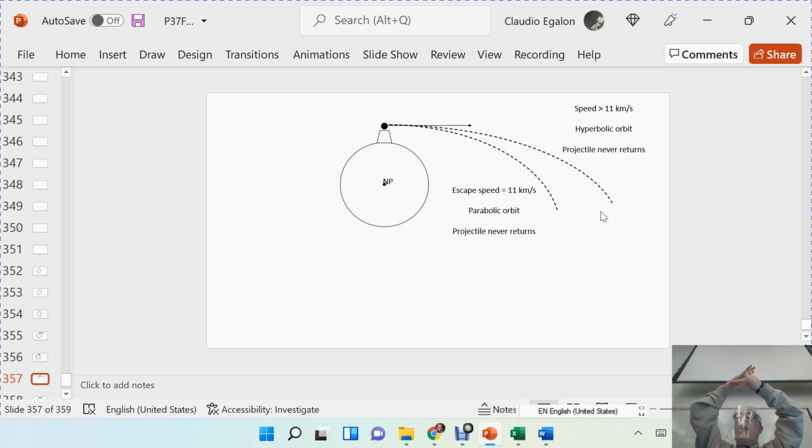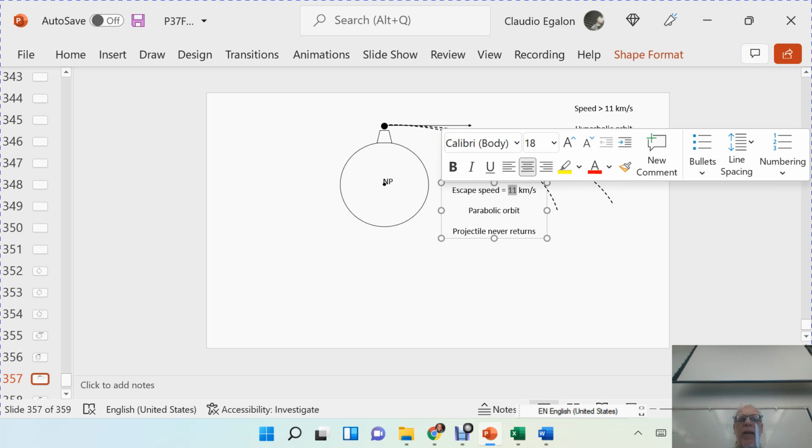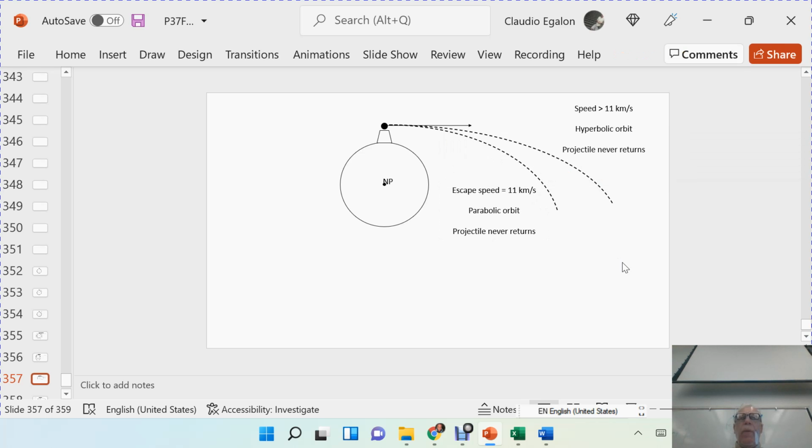It all depends on the initial energy of the particle, the launch energy of the particle. Initial energy of the launched particle. Okay? So how do we get the escape speed? How do we find this 11 kilometers per second? Well, we do energy considerations.